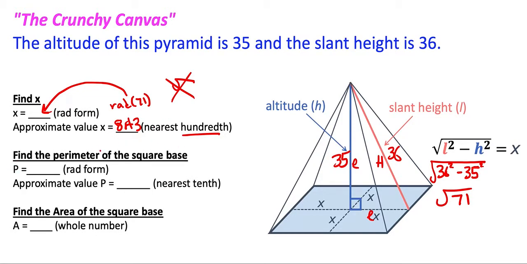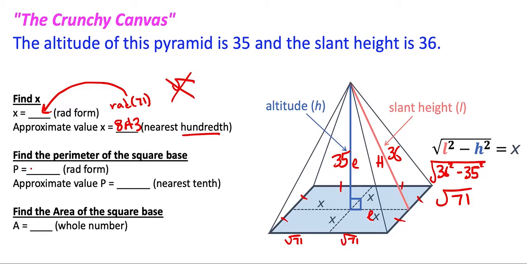What else we got? Find the perimeter of the square base. Okay, cool. So find the perimeter in rad form. So basically what you're saying is this side would be rad 71, this would be rad 71, this would be rad 71. Oh, 1, 2, 3. Oh, all 8 pieces are rad 71.